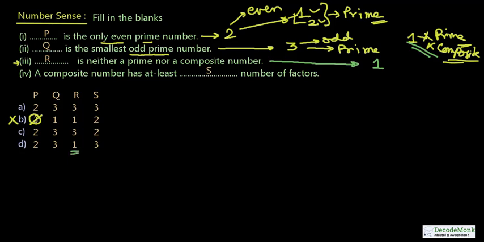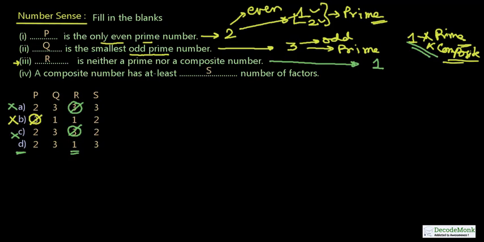So we can eliminate option A also. We can eliminate option C also. So we are left with option D only. So D is the correct option. By solving just 3 blanks, we can arrive at the right answer. Anyway, we will try out the fourth blank also.